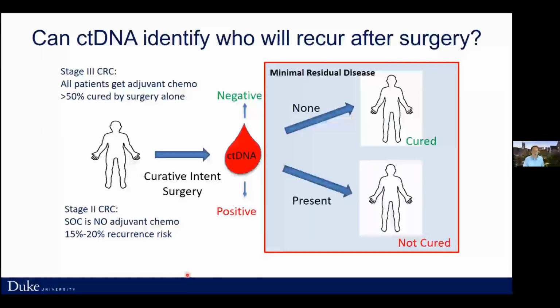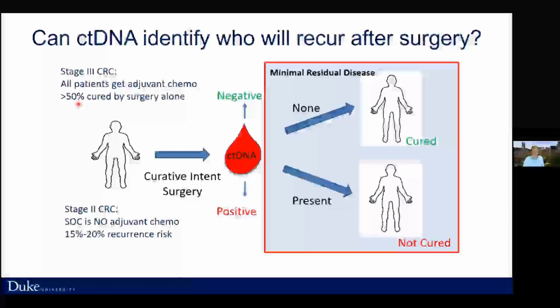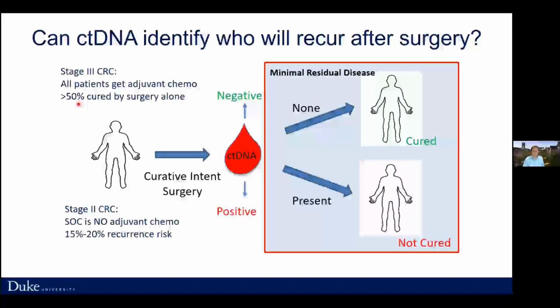you have an interesting conundrum here for us in the clinic. In patients with stage 3 colon cancer, more than 50% of patients are cured with surgery alone, and yet we give everybody chemotherapy. So we're potentially over-treating some patients. And in the stage 2 setting, standard of care frequently is no adjuvant chemotherapy, and yet 15 to 20% of these patients will recur. So we're potentially under-treating stage 2 patients.